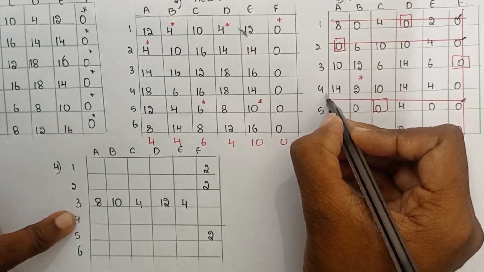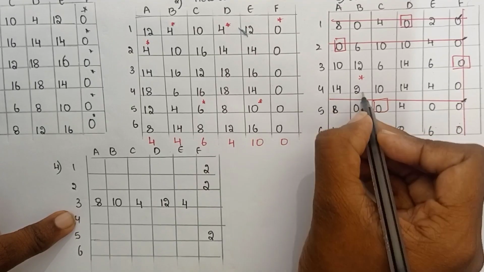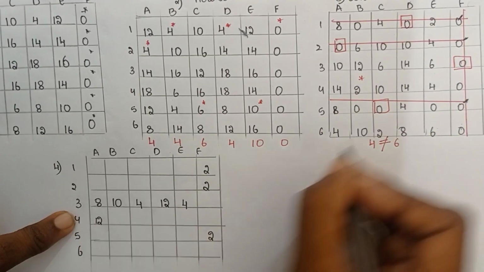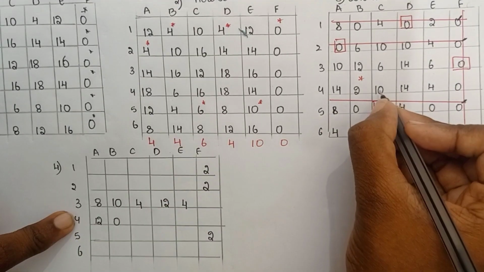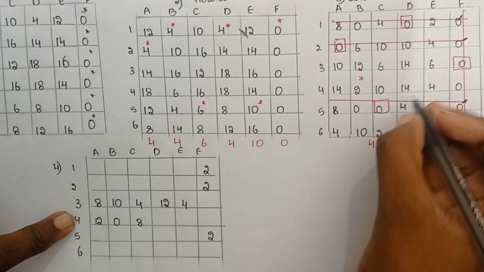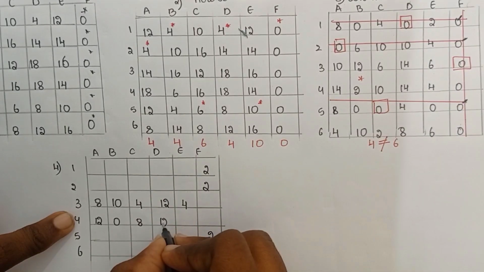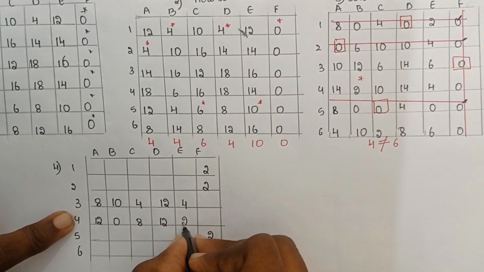Okay, so in the fourth row also we have left out values. So 14 minus 2 is 12. 2 minus 2 is 0. 10 minus 2 is 8. 14 minus 2 is 12. 4 minus 2 is 2.